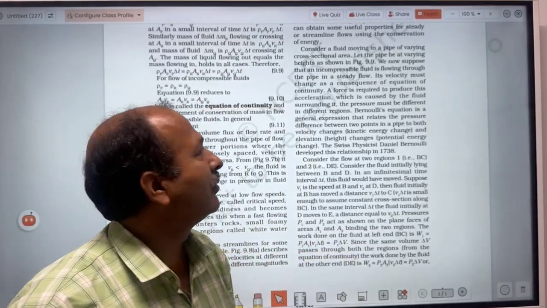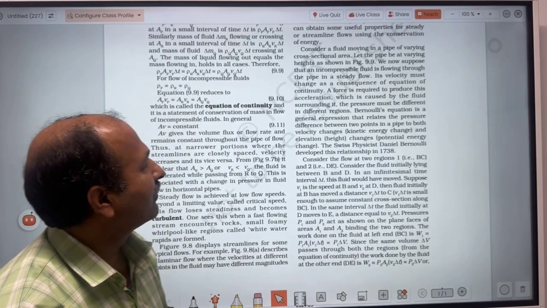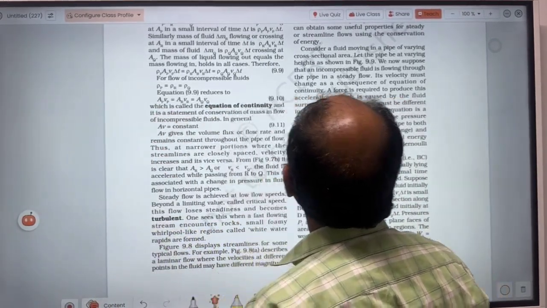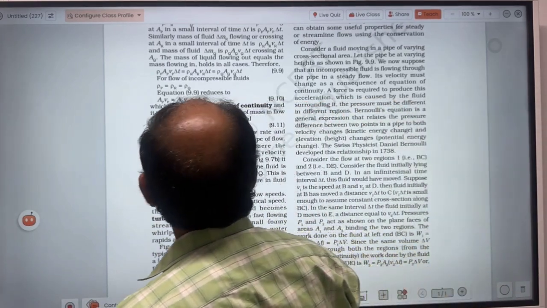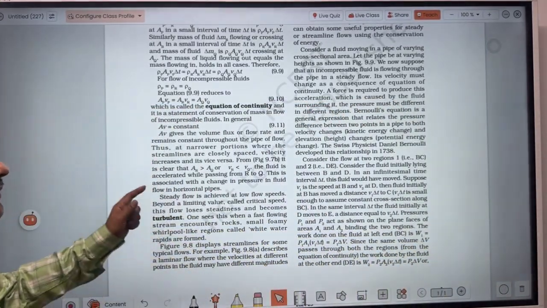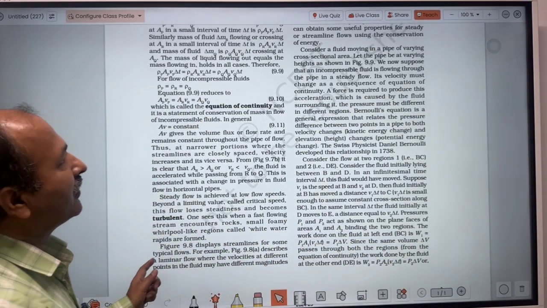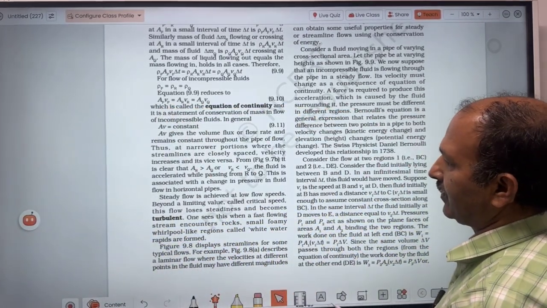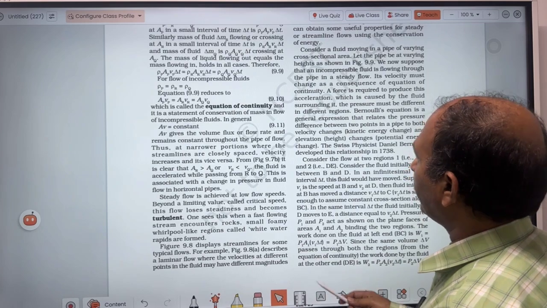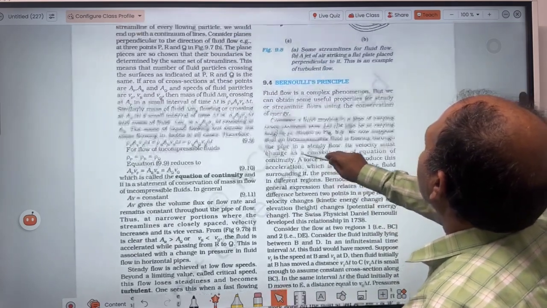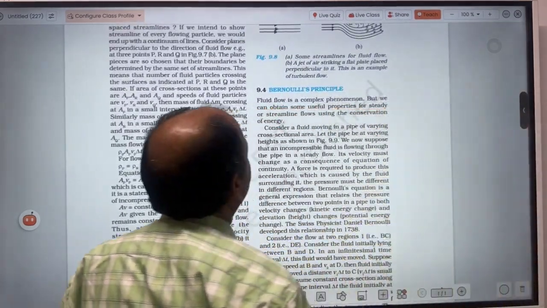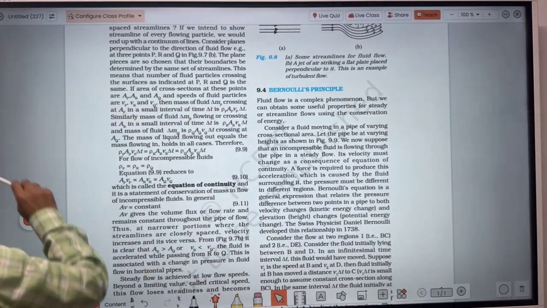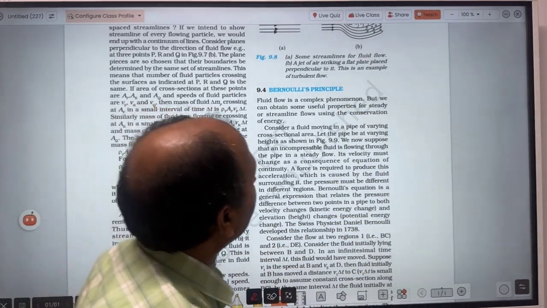Today we are going to continue with chapter number 8 of physics of class 11th. In the previous lecture we studied the equation of continuity and different types of flow, like laminar or streamlined flow and turbulent flow. Today we will start Bernoulli's theorem. Bernoulli's theorem is based on the energy conservation principle.